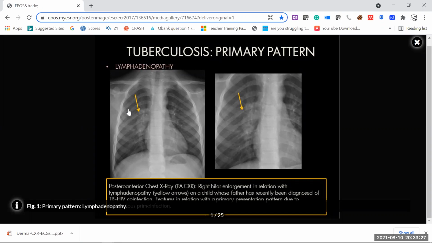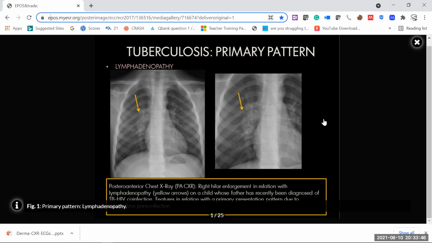So if a tuberculosis X-ray is there, and you can easily see that in the hilar region there is a whitening area showing the hilar enlargement, that can also be a chest X-ray showing early stages of tuberculosis, showing lymphadenopathy in tuberculosis. That is the primary pattern we will see.